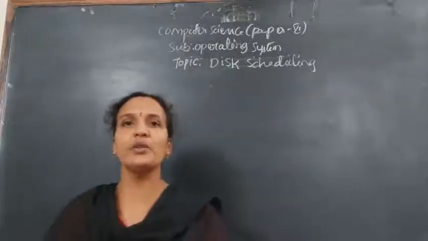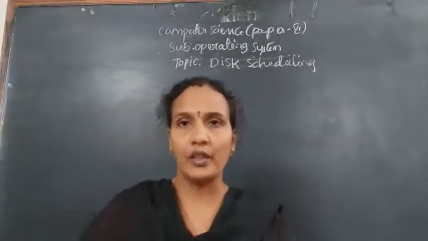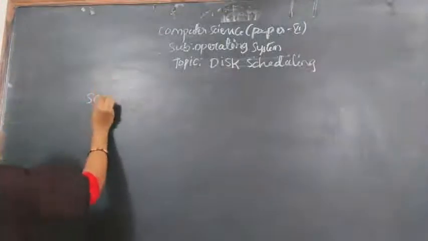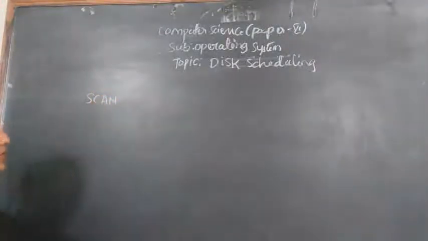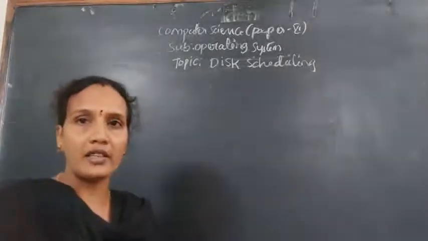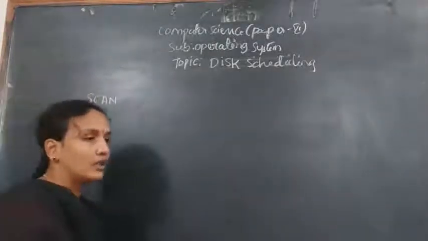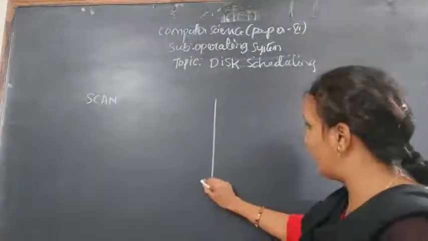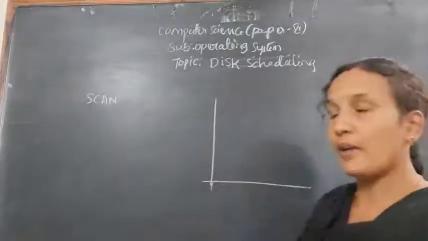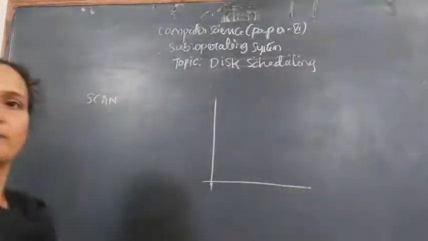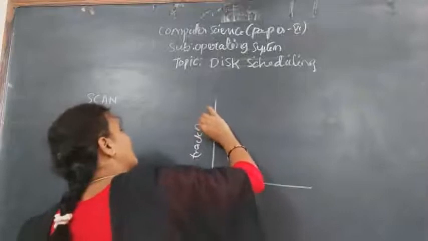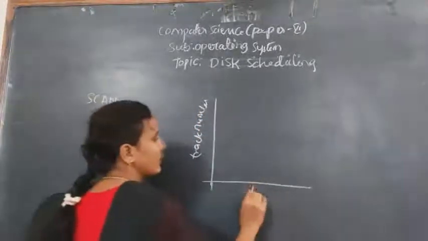Those two algorithms we completed, and today I am going to explain the next disk scheduling algorithm, that is the SCAN disk scheduling algorithm. In this algorithm, how the servicing of the requests is done, for example, we'll take different cylinders here. These are the track numbers, and here it is the time.